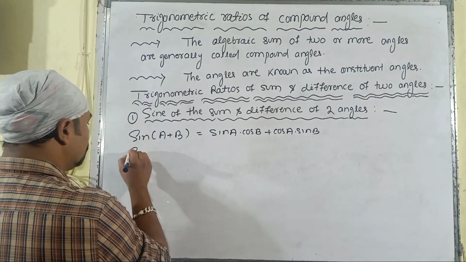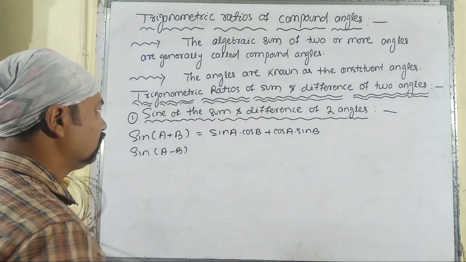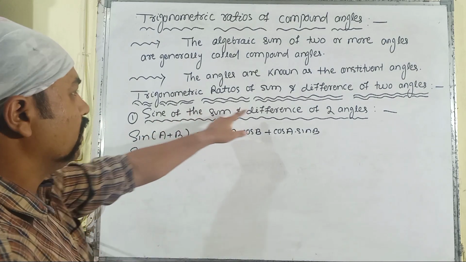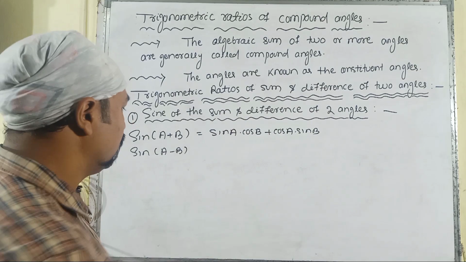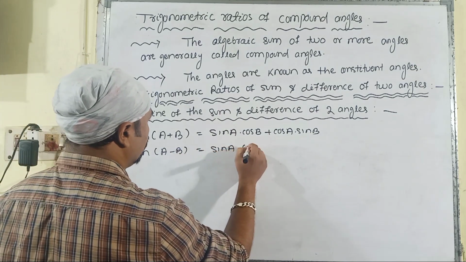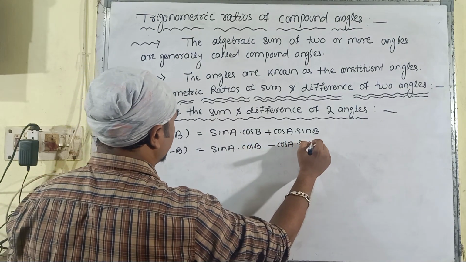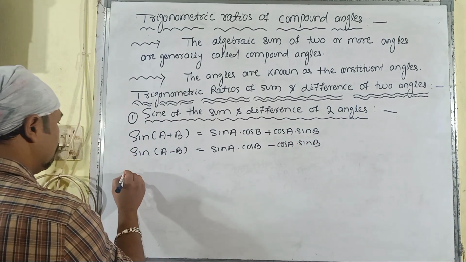And the second one is the difference of A and B. That means the sine of the difference of any two angles. Then sin(A minus B) is equal to sin A into cos B minus cos A into sin B.